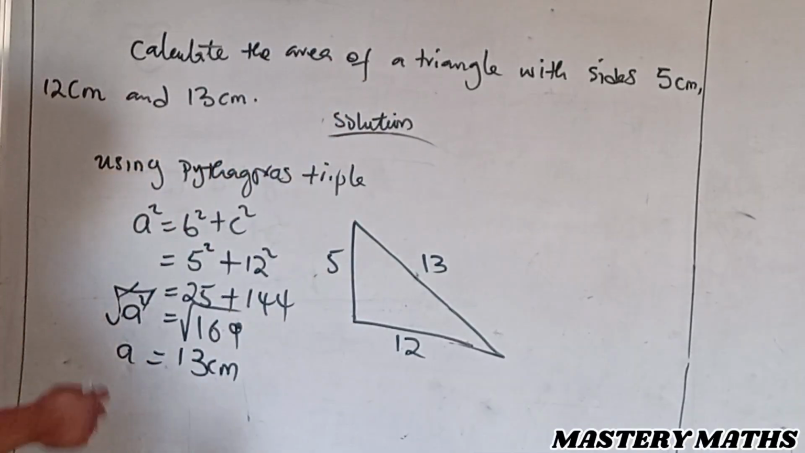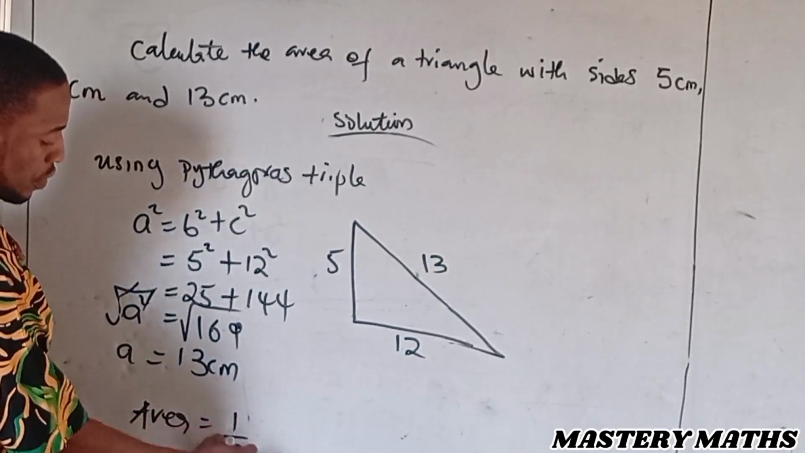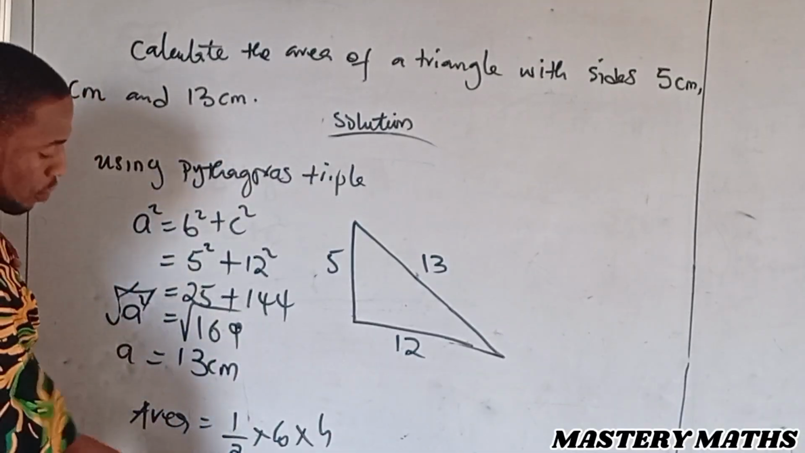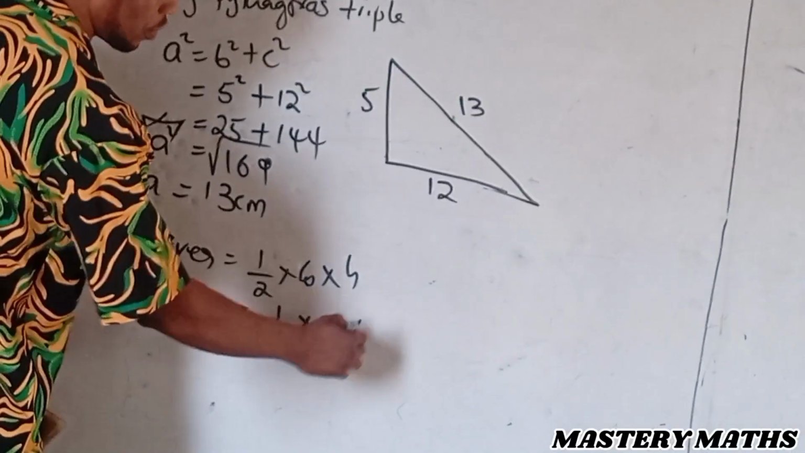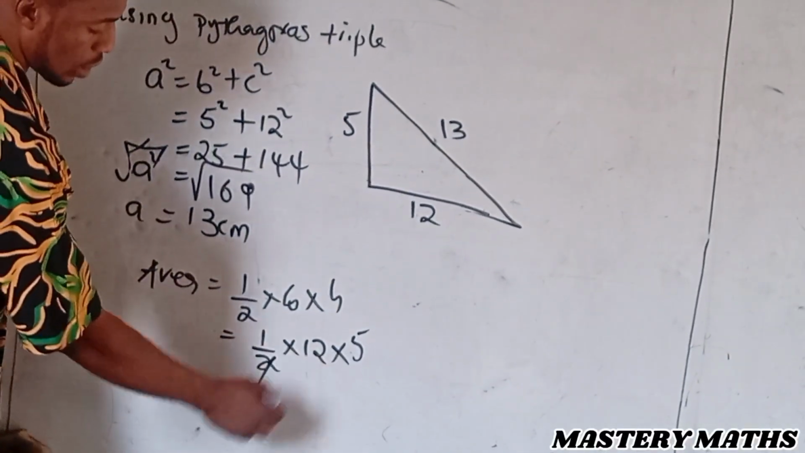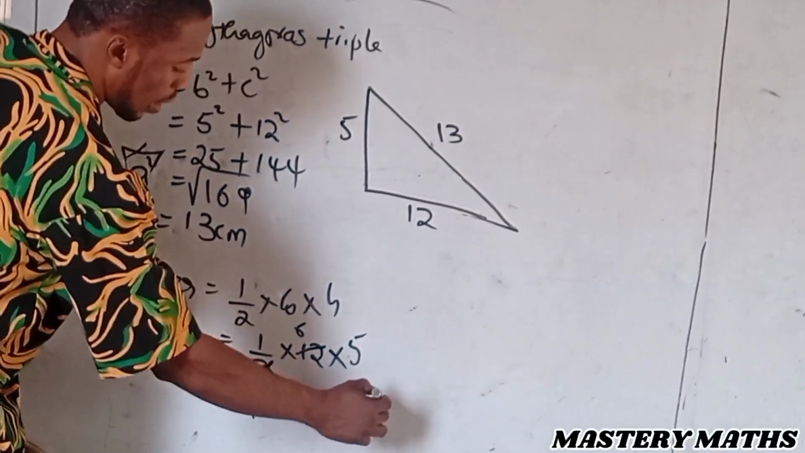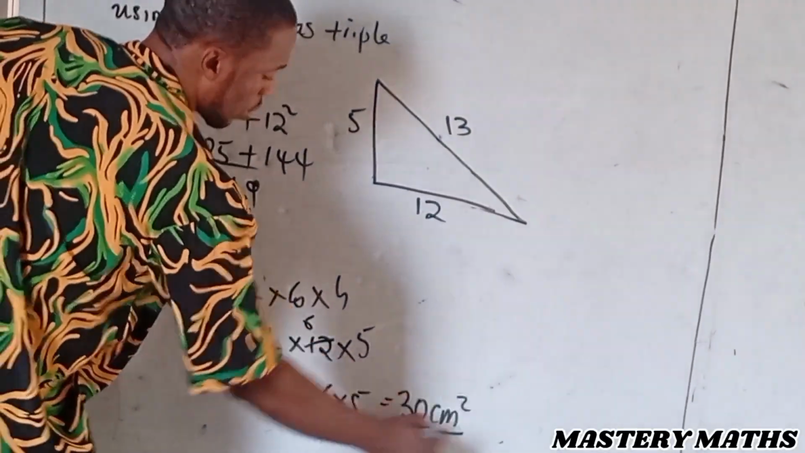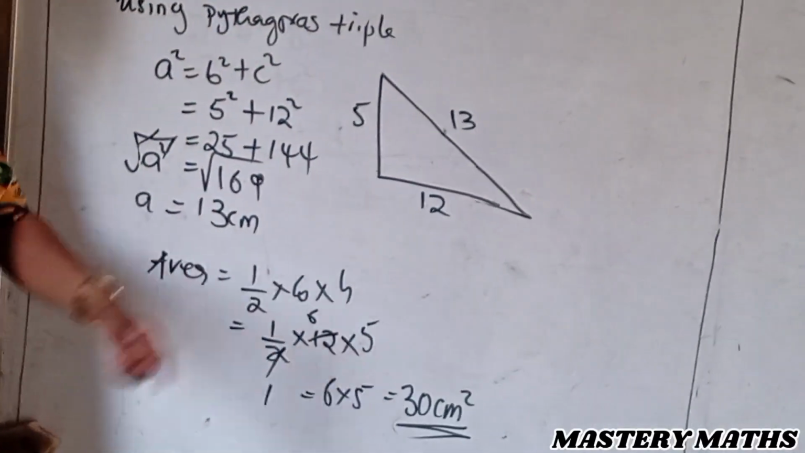Now, the formula for area of a triangle is area equals half times base times height. So you have 1 over 2 times, what is the base? The base is 12, times the height, which is 5. Now, 2 here is 1, 2 here is 6. And you have 6 times 5, which is 30 centimeter square. So the area of this is 30 centimeter square.